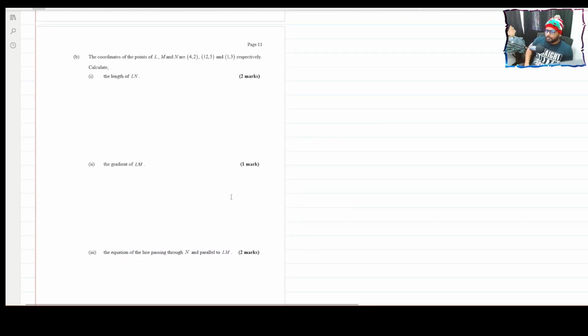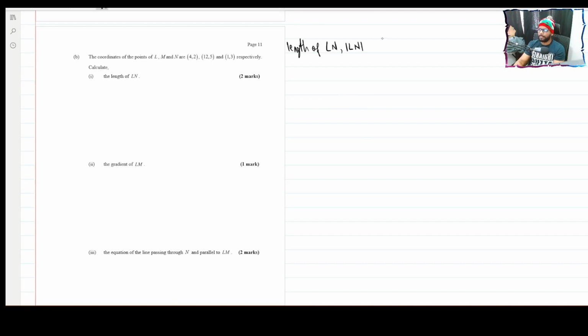Part B. The coordinates of L, M, and N are (4, 2), (12, 5), and (1, 3) respectively. Calculate the length of LN. So the length of LN is symbolized as the modulus of LN. So the modulus is just two straight lines, and you put the name of the line in between those two straight lines. So if I want the length of AB, this is how I will symbolize it.